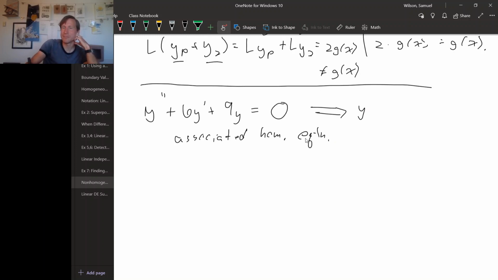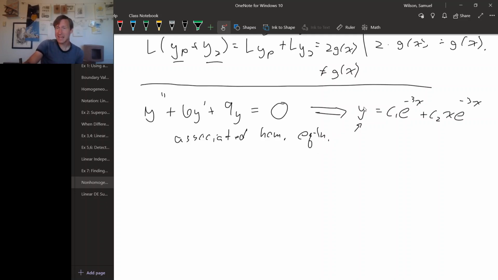And we know solutions to this differential equation. In fact, in a previous video, we saw that the general solution for this differential equation is c1 times e to the minus 3x plus c2 times x e to the minus 3x. Now I want to label this y somehow to indicate that this is a solution to the associated homogeneous equation and not a solution to the original equation.